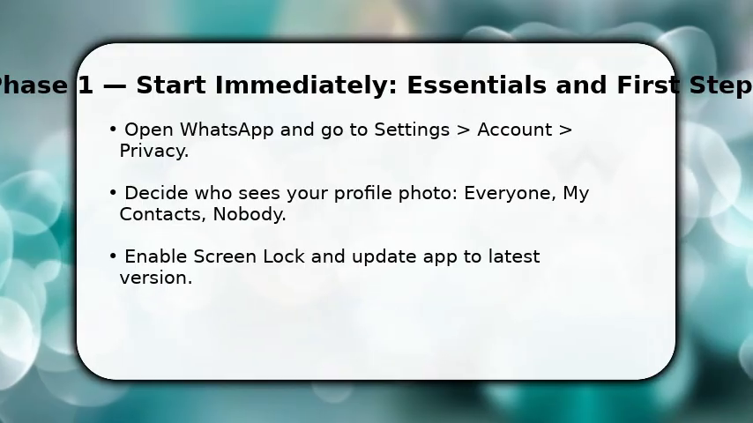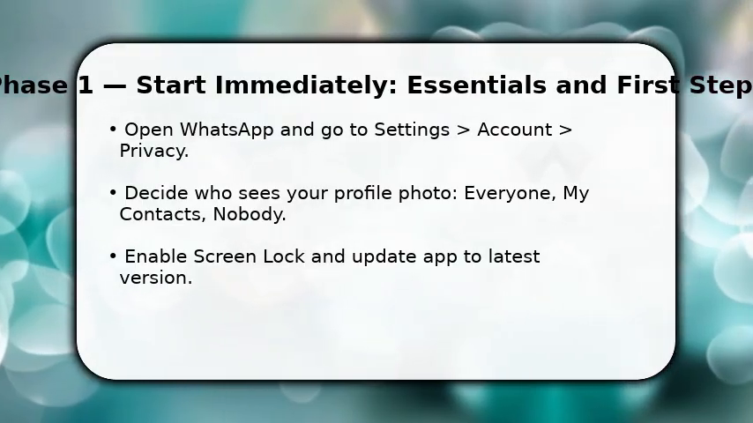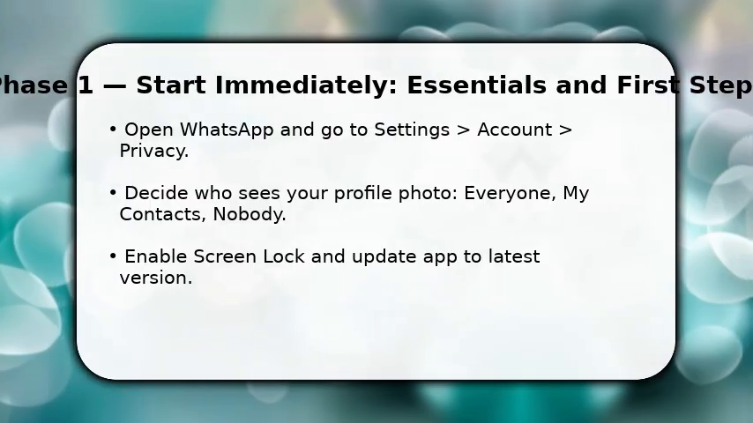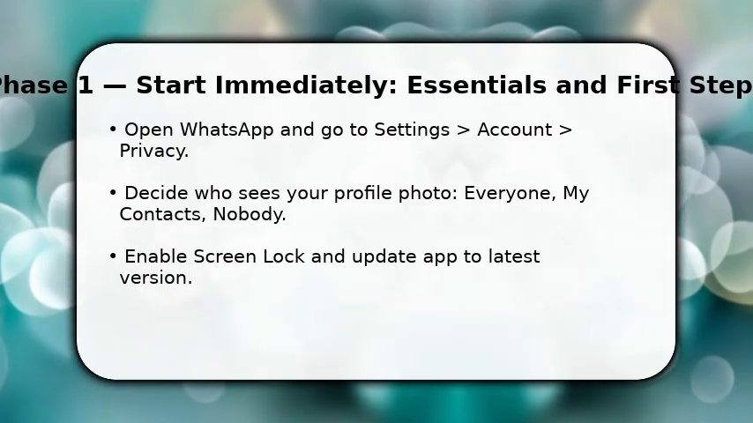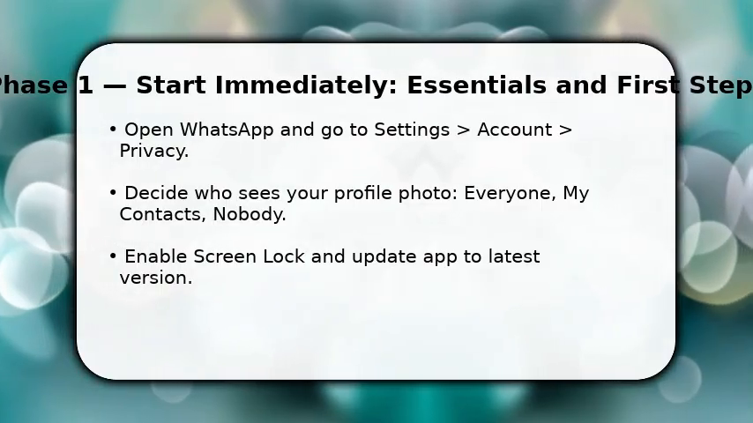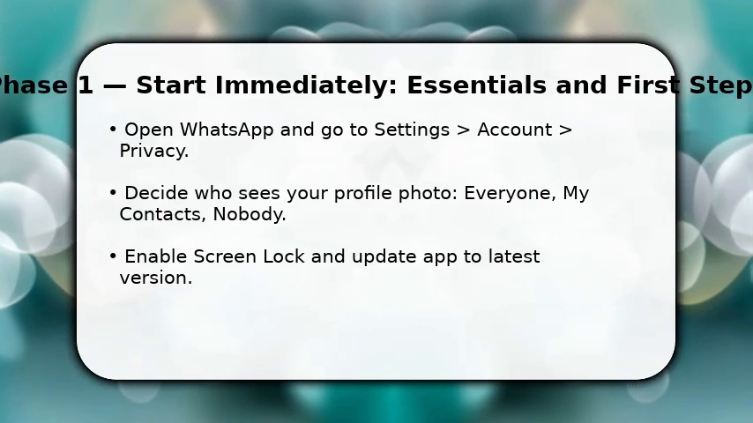Once done, enable your phone's screen lock and WhatsApp lock to add a physical barrier. Make sure the app is updated, because privacy patches matter. By acting now, you limit exposure immediately and set up the next protective measures.